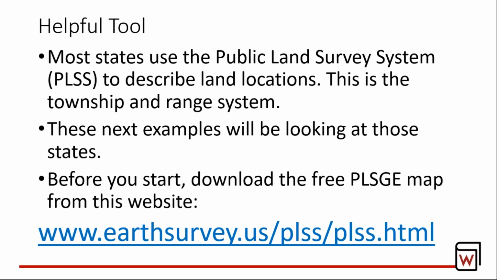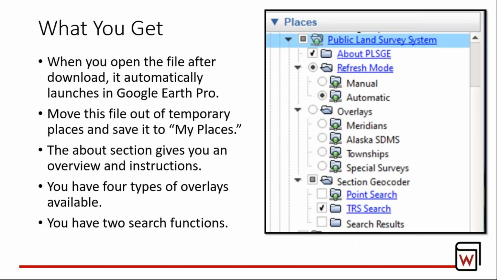Before you start, you're going to want to download the PLSGE Public Land Survey Google Earth Map from this website, and here's the URL. Once it's downloaded, here's what you get. It'll automatically launch in Google Earth Pro, and you want to move it out of your temporary places and move it into My Places. That way it'll be saved with your software and you won't have to re-download it again in the future or the next time you log in.